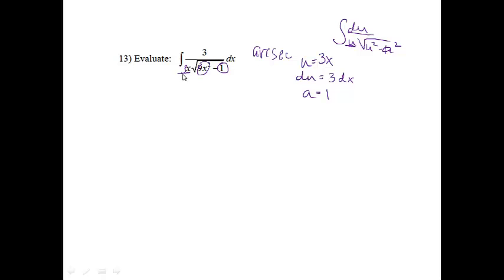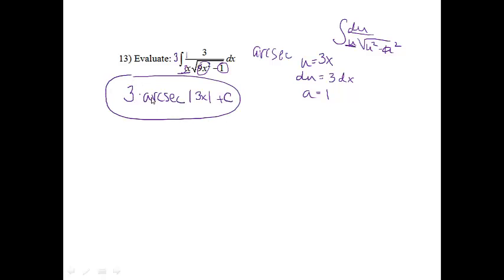So now I need to look at, I put an extra 3 in there and I've done nothing with it. So to undo it on the outside, that was really like me putting a 1/3 on the inside. So to undo it, I have to put a 3 on the outside. So now everything is set up according to arcsecant and I'm good to go. So I'm just going to bring down that 3, and then arcsecant is 1 over a, which would just be 1 in this case. And then arcsecant of the absolute value of u over a, plus c. And that would be my answer.